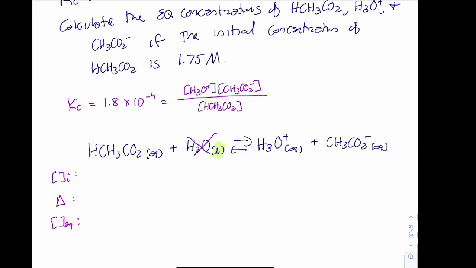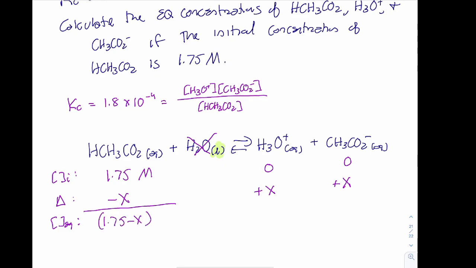So initial concentration, I am given 1.75 molar. Water we don't care about, and then I don't have any of my product initially, right? So 0 for hydronium ions and acetate ions. And then for my change, we're going to lose some unknown amount. We're going to call it X. We're going to lose from the reactant side. We're going to gain on the product side. Because there's 1 mole of everything, it's just 1X for all of those. And then my equilibrium concentration, 1.75 minus X, right? What I started out with minus what I lost. X, because 0 plus X is X, and then X again.